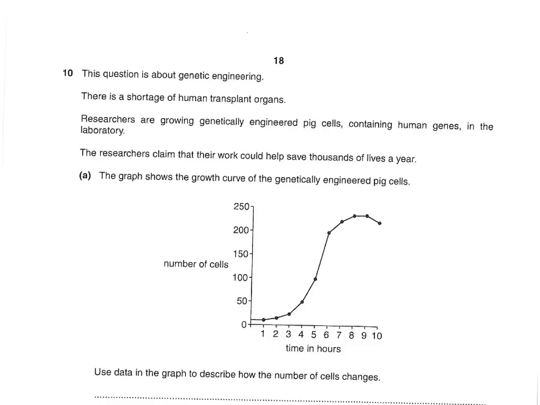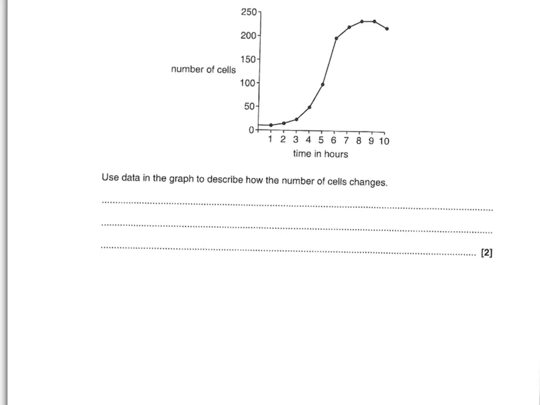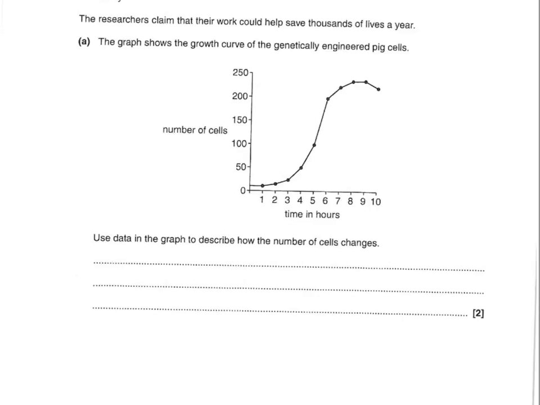Next question says, this question is about genetic engineering. There is a shortage of human transplant organs. Researchers are growing genetically engineered pig cells containing human genes in the laboratory. Researchers claim that their work could help save thousands of lives a year. And it says, the graph shows the growth curve of the genetically engineered pig cells. Use data in the graph to describe how the number of cells changes.